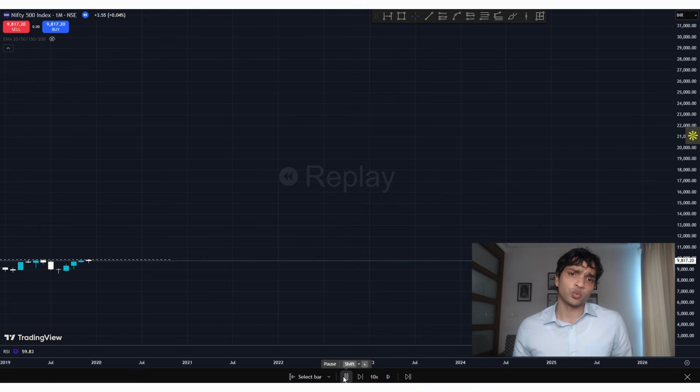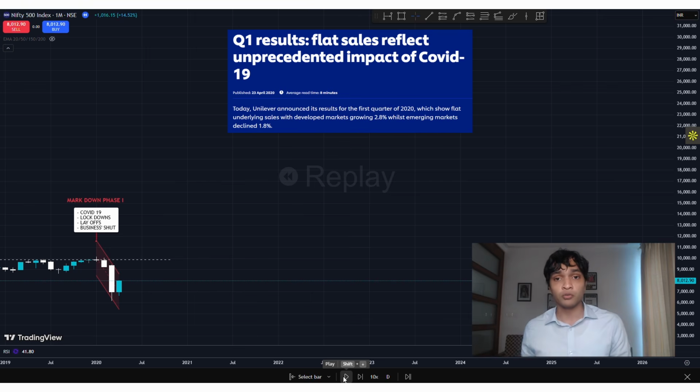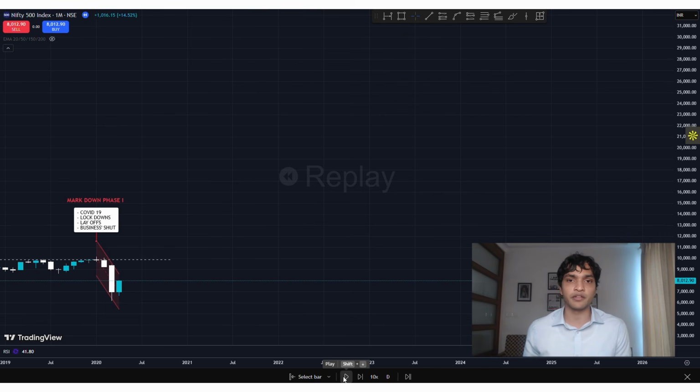So the story begins with the markdown phase that began in early 2020, which was caused by, of course, the COVID-19 pandemic. As a consequence of this, the government announced mass lockdowns, which caused the economy to slow down, and layoffs. In the financial markets, sentiments flipped negative as investors panicked and began frantically selling their equity holdings. This imbalance of a large number of sellers and few buyers for Indian equities pushed prices and valuations lower, leading to a relatively sharp markdown phase.